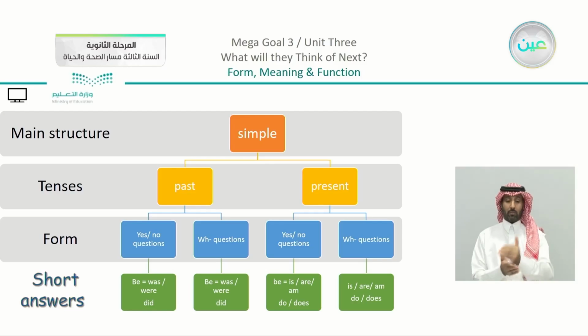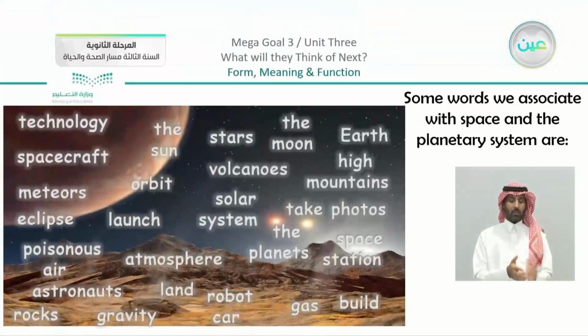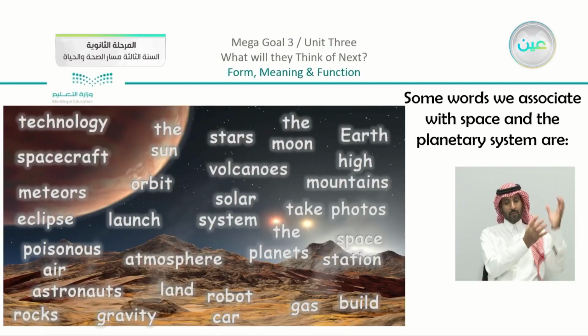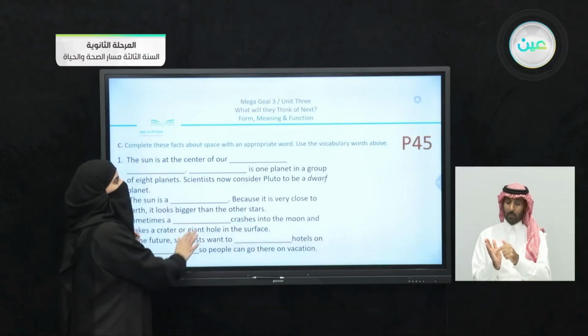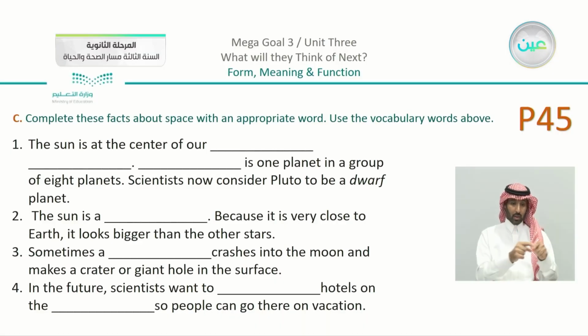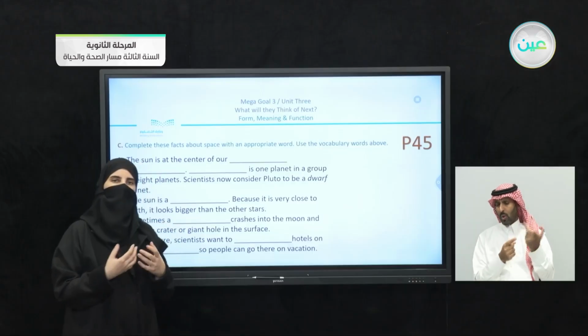Now, moving on, we have here, of course, this is for short answers. Moving on, also, we had words that we associate with space and the planetary system. Now, you can see that we have quite a lot of words that are mentioned in the book, and we are going to apply them in the exercise that we have in the book. So this is a practice for us just to recall what is the meaning of these words.